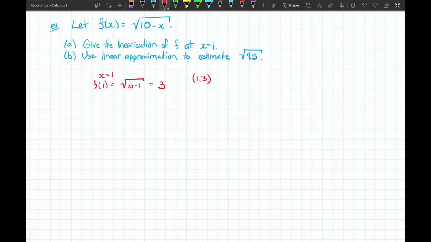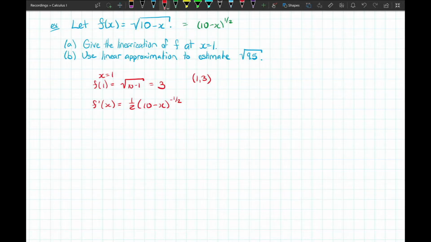Now we also need to know the slope, and the slope is given by f prime. So let's calculate the derivative in terms of x first, and we'll have to use the chain rule. You could rewrite this function as (10 minus x) to the power of 1/2, and then the derivative is going to be 1/2 times (10 minus x) to the power of negative 1/2.